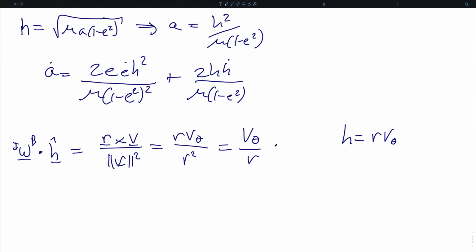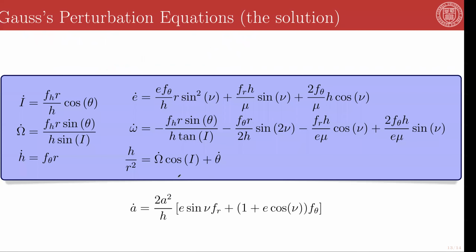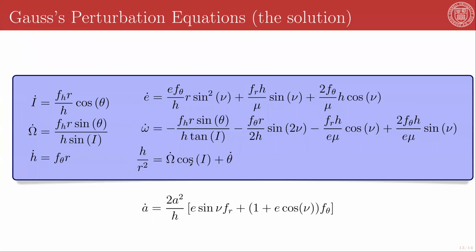And so this entire expression is given by h over r squared, which means that we have an equation of constraint where the third component of that angular velocity in B-frame components, omega dot cosine i plus theta dot, must be equal to h over r squared.